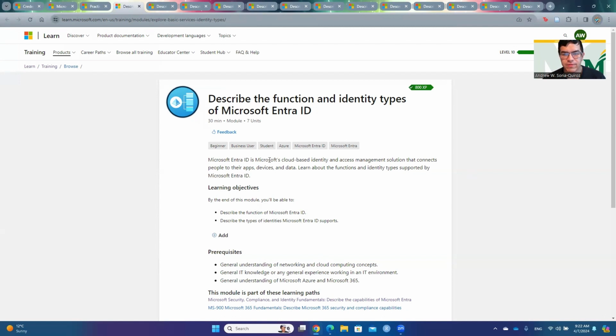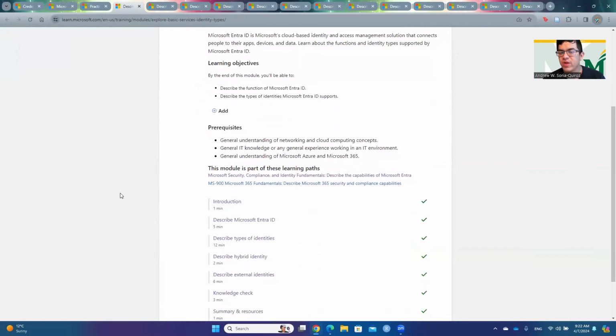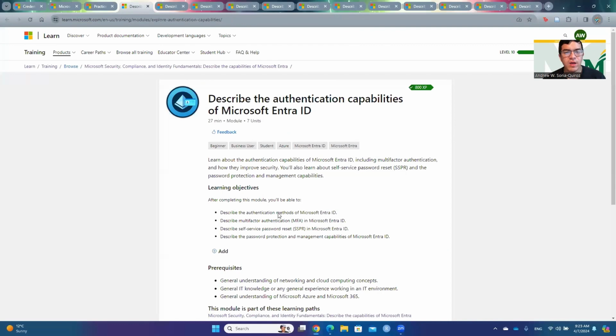You can have cloud-based identity and access management for people, apps, devices, and data. You can learn about the functions and identity types there, and you will go through what is a hybrid identity, what are the kinds of identities we have, what are external identities that you can bring, and the knowledge check as always. The next one is the authentication capabilities of Entra.